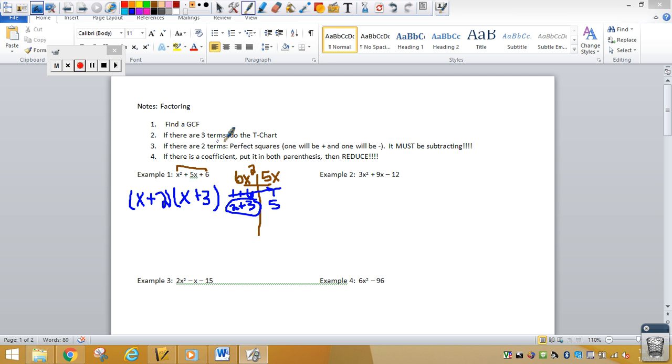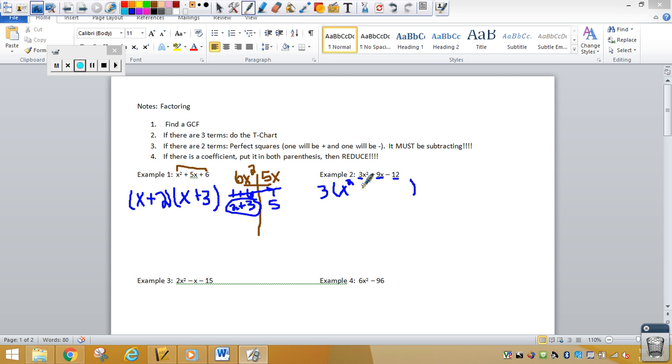Example 2. Okay, let's go back to step 1. Find a GCF. This one has a GCF, 3. 3 goes into 3, and 9, and 12. So the first thing I'm going to do is take a 3 out. I'm going to divide everything by 3. So 3 divided by 3 is 1. So that leaves me with x squared.